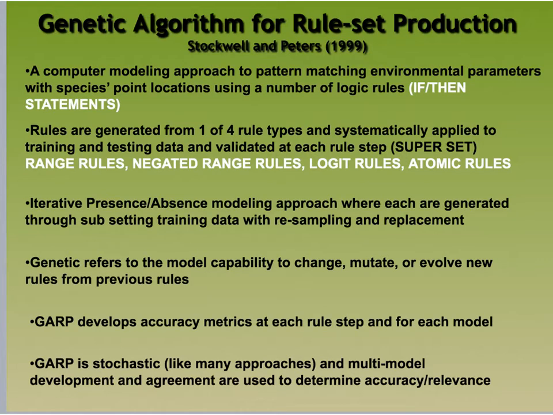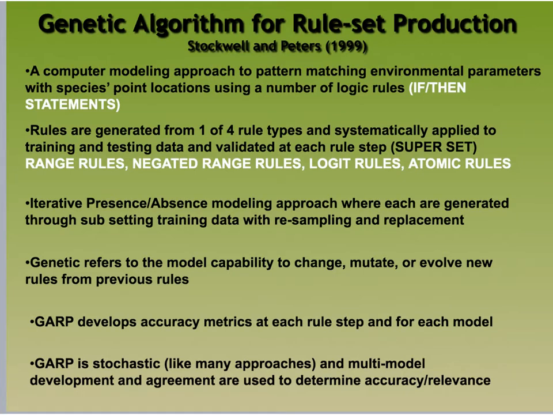So it's a computer modeling approach to pattern match environmental parameters with species point locations, and it does this through constructing if-then statements, which we call logic rules. And there are 4 types of rules that can be produced: range rules, negated range rules, logit rules, and atomic rules. And I'll show you each of these in detail in a moment. It's an iterative presence-absence modeling approach.